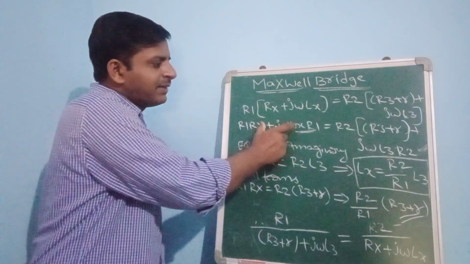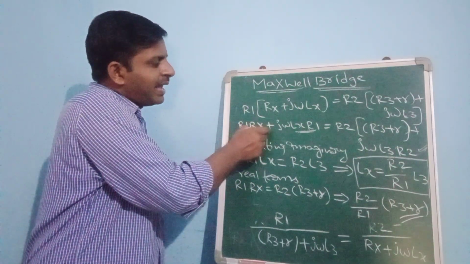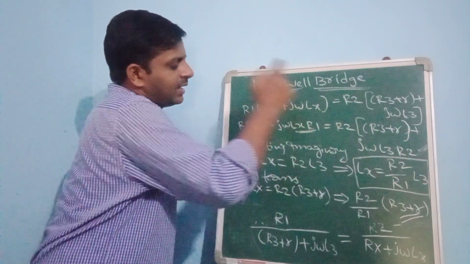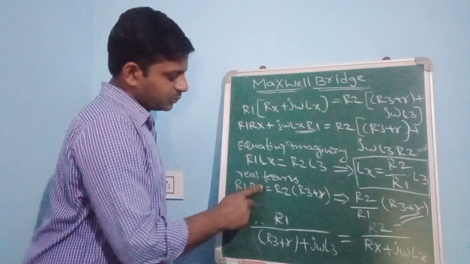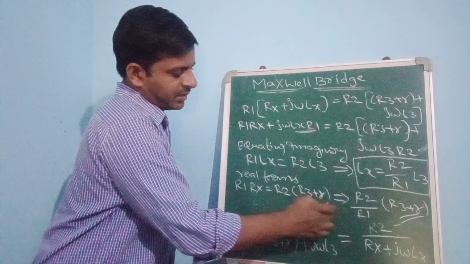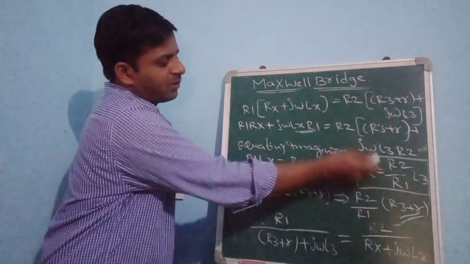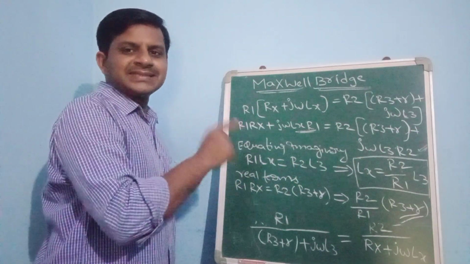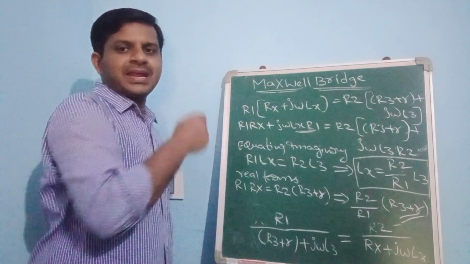And also equating the real terms from this overall expression, R1 Rx equals R2 into R3 plus r. Those are the real terms, and from this we calculate Rx. Therefore Rx equals R2 by R1 into R3 plus r. So this is the value of Rx and this is the value of Lx. Those are the unknown resistance as well as inductance parameters obtained by using the Maxwell inductance bridge.